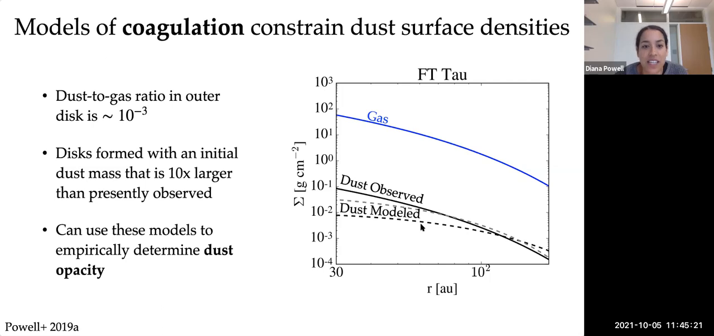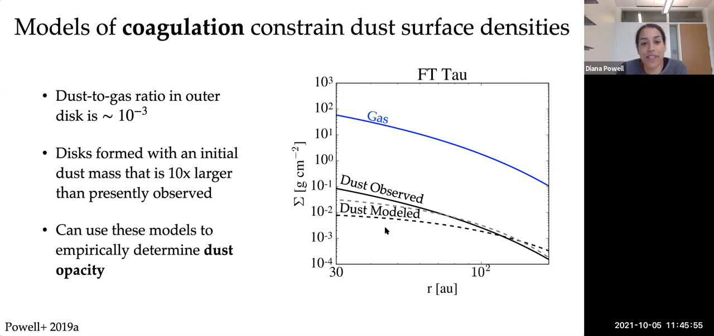And so for the disks in our sample, we derived depleted dust to gas ratios around 10 to the minus 3, so an order of magnitude less than the interstellar medium value, which is a common outcome of models of grain growth and drift. In my models, the dust drifted into the inner disk where it undergoes further evolution, but you can also paint a consistent picture with some of the drifting dust being incorporated into planets over time. And it is worth noting that in these models, the disks formed with an initial dust mass that is a factor of 10 greater than is presently observed.